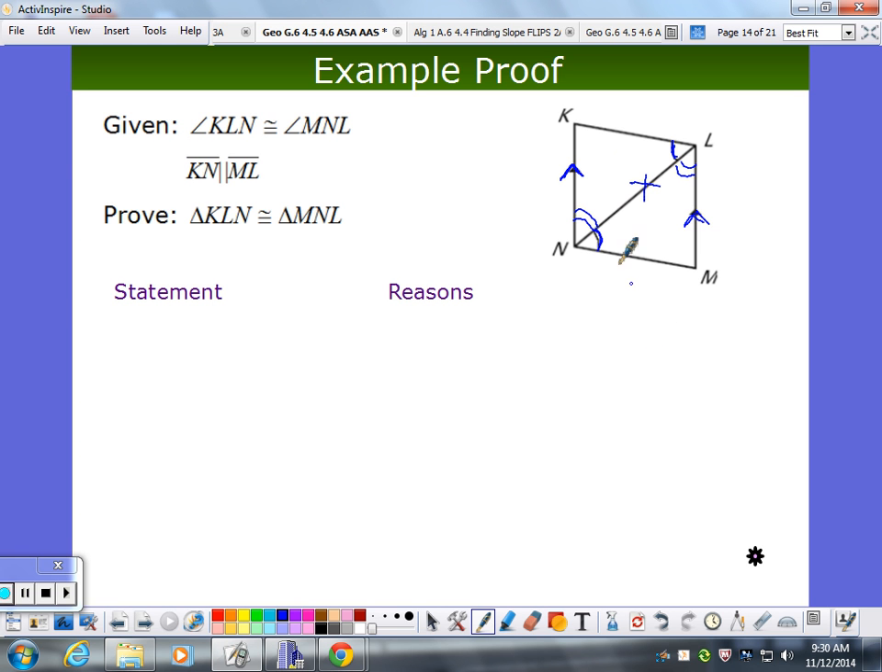What do I got here? Jacob, what's the reason that these are congruent? Angle, side, angle. So now it's just a formality. Okay, let's write them down.